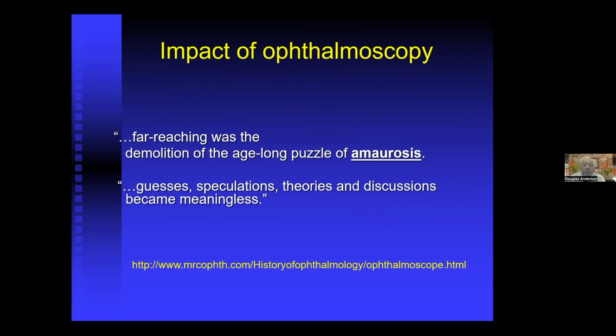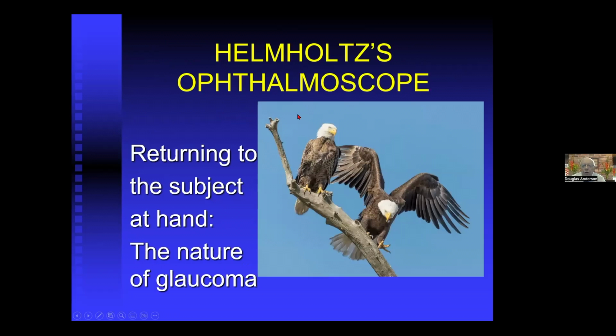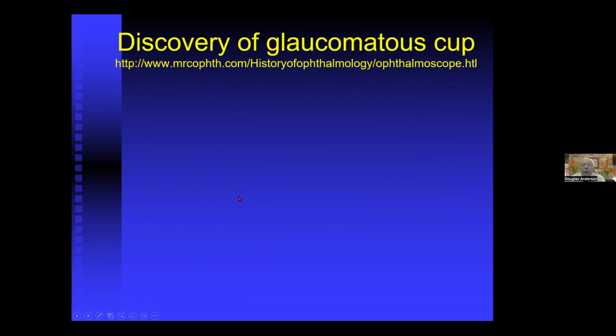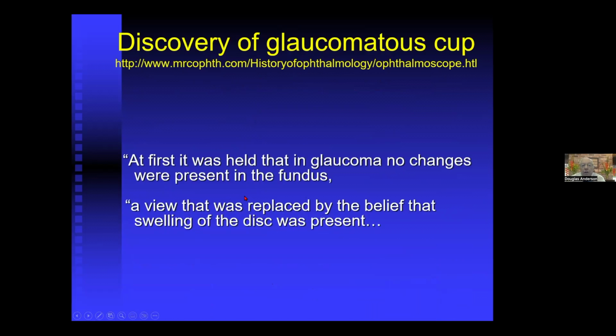Now, the impact was that there was a demolition of the puzzle of what on earth was going on with amaurosis. There were guesses and speculations, theories and discussions, and of course it was discovered there were many different causes of amaurosis. Okay, returning back to the subject about the nature of glaucoma, with the ophthalmoscope, it seemed that there was no particular change in the fundus.